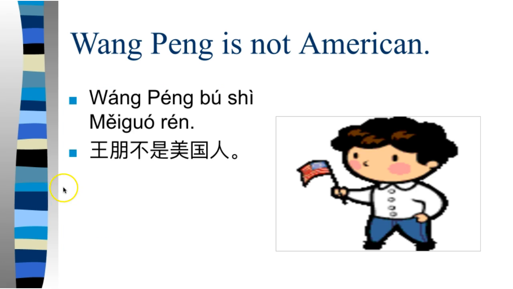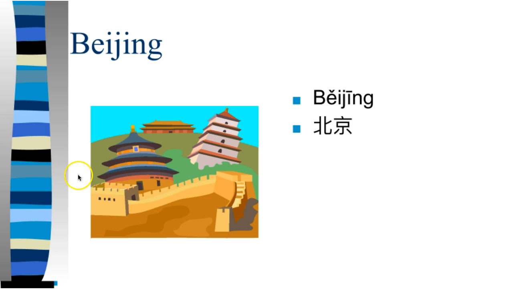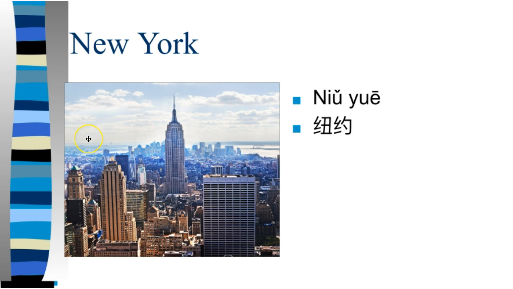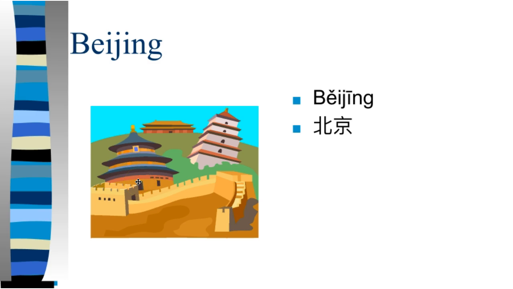Wang Peng is not American. Wang Peng 不是美国人, right? If I want to say this is New York, I would say 这是纽约. But this is Beijing. This is not New York. I would say 这不是北京. All right, and that's our lesson for today.